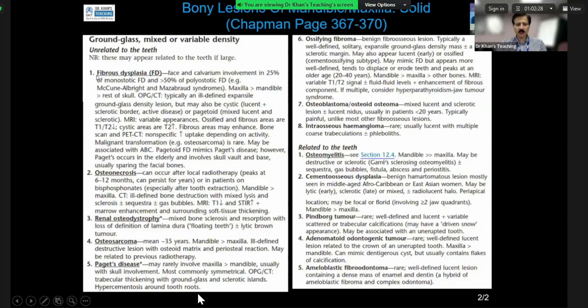Now, please remember that fibrous dysplasia is quite common in the head and neck region. Look at this figure. 25% of monostotic fibrous dysplasia is face and calvarium. And in polyostotic fibrous dysplasia, up to 50%. Now, the key point to remember is the radiology is a spectrum. Fibrous dysplasia can be cystic. It will be completely lucent. It can be what we call ground glass or pagetoid, which is what you saw, or it can be sclerotic.